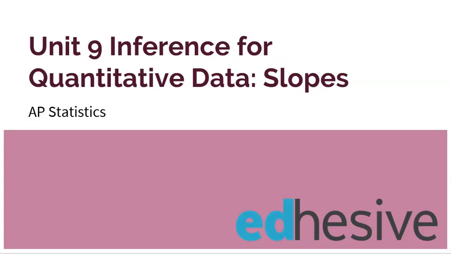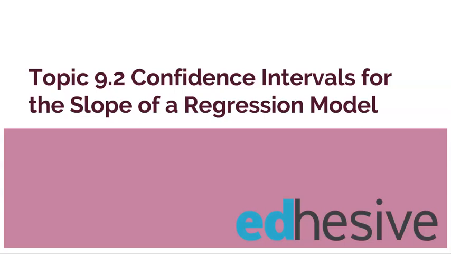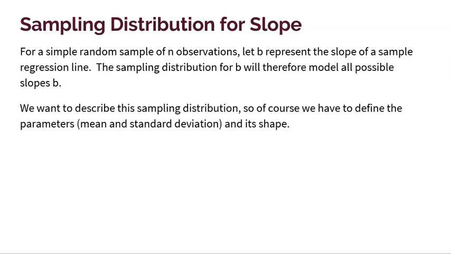Welcome to Unit 9, Inference for Quantitative Data, Slopes. This is topic 9.2, confidence intervals for the slope of a regression model. So to build a confidence interval, you really have to have a strong understanding of a sampling distribution for slope.